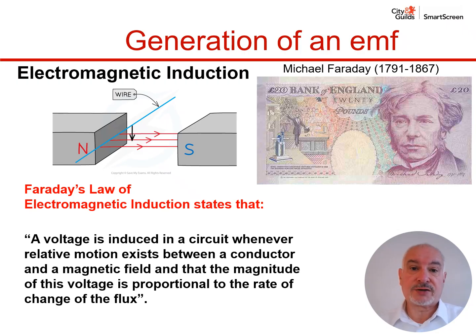So just to break that down into two parts, he's telling us that we get a voltage when there is relative motion between a conductor and a magnetic field. And then he goes on to explain that how much of a voltage, the magnitude, the size of the voltage, is proportional to the rate of change of the flux. So the rate at which there is a change of the magnetic flux in relation to the conductor will determine the amount of voltage that is induced.